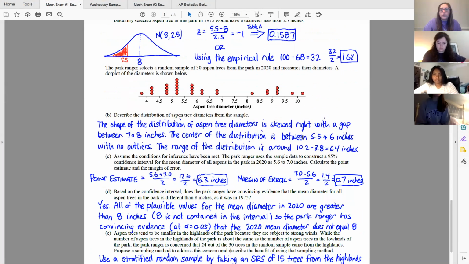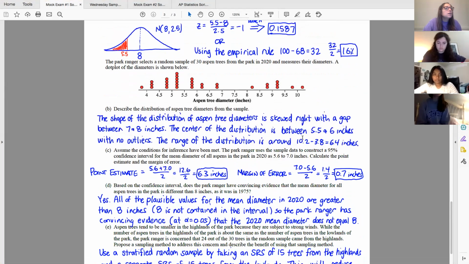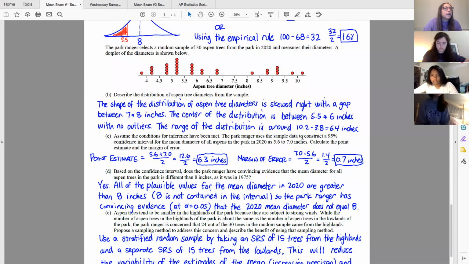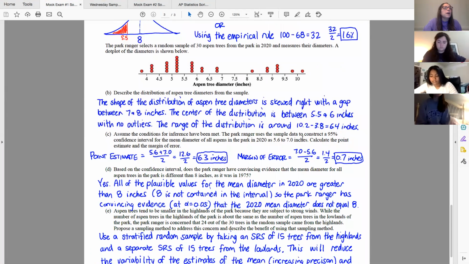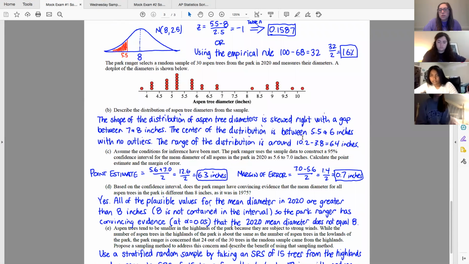Part B, it wanted you to discuss the range, median, and shape. The shape was skewed right. I could also see it being bimodal. I'm sure they would have taken that as well if you said bimodal.